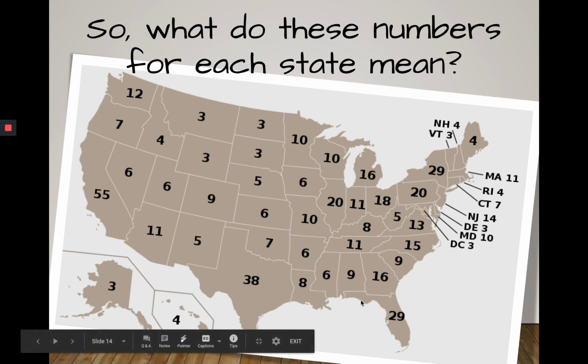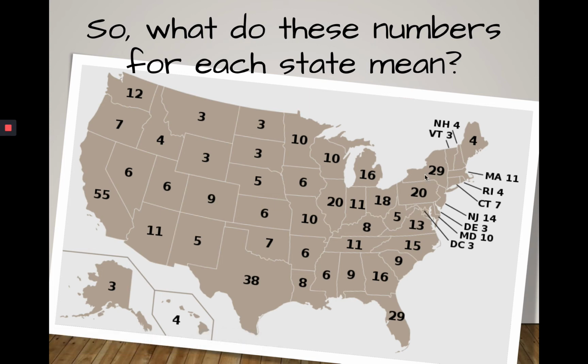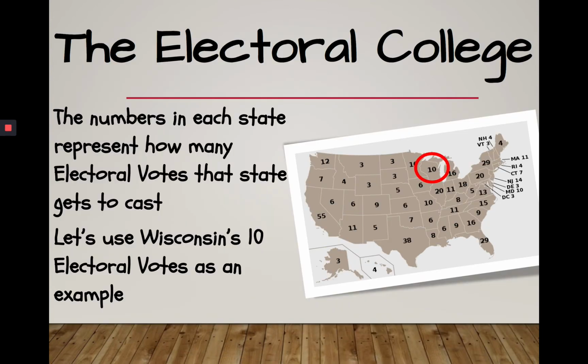Florida has a lot of votes at 29. New York has 29. And Washington, again, has 12. So these numbers are based on population. The higher the population, the more electors you get.